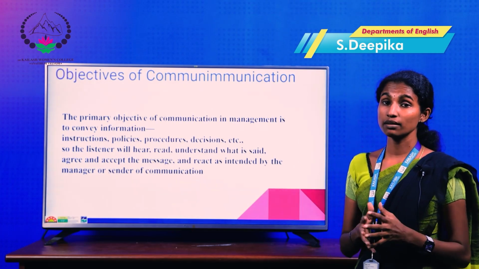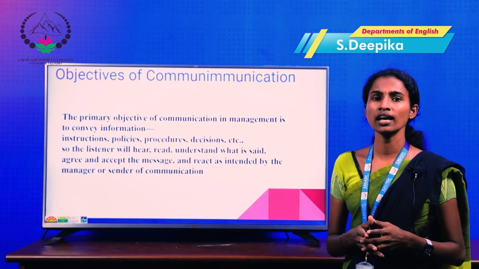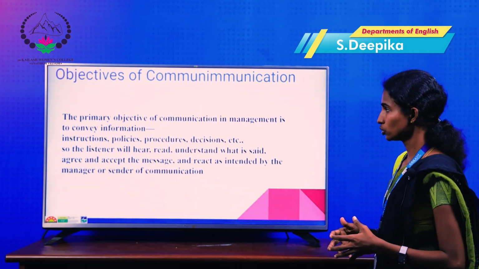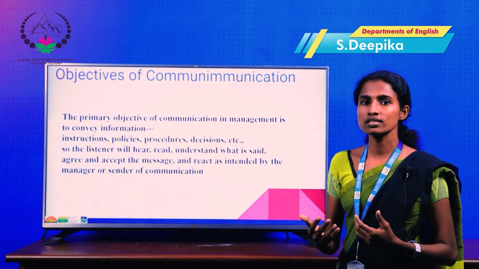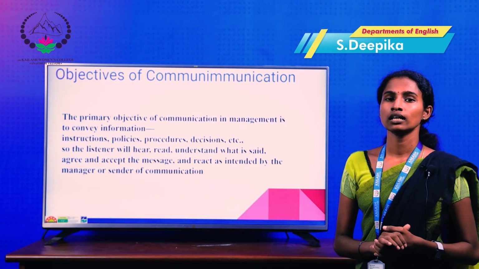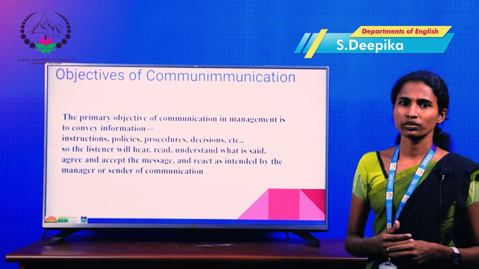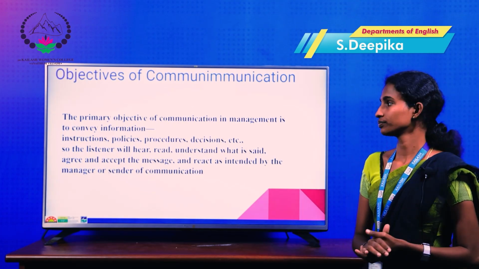The ultimate aim of communication is sharing the information. In the business forum, it plays a vital role in sharing information like instructions and policies. If there is communication, then only the business forum or a company will develop. Without communication, they can't make a product well. The next slide.